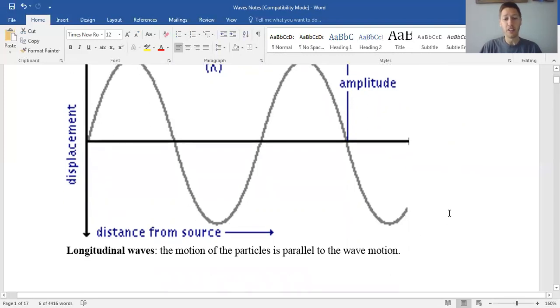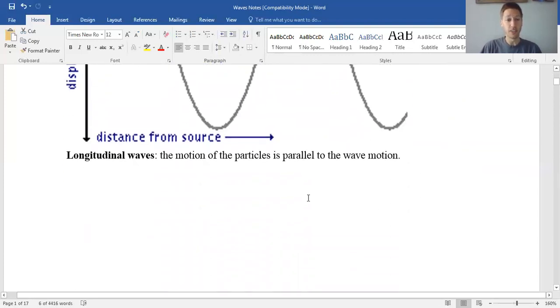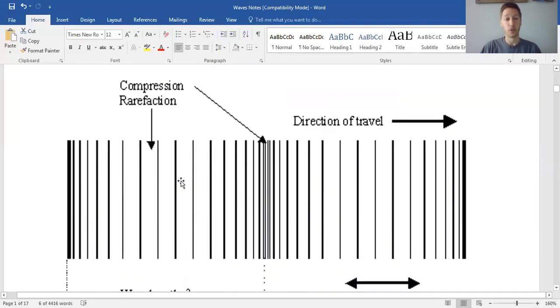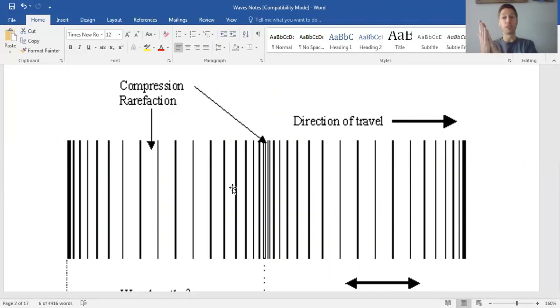Another wave is a longitudinal wave, and in this one the motion is actually parallel to the wave motion. It's more like an accordion or a slinky that's vibrating back and forth. This is actually how sound works, because when I'm talking, our vocal folds vibrate, and as they push out and pull back, they punch up the air and pull back, making high pressure, low pressure, high pressure, low pressure.